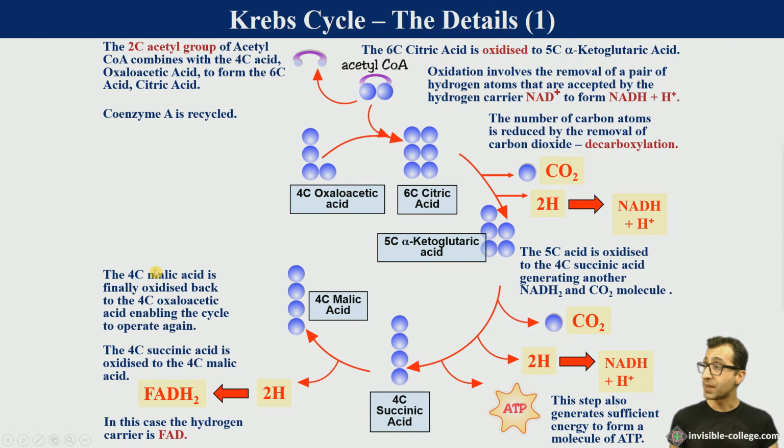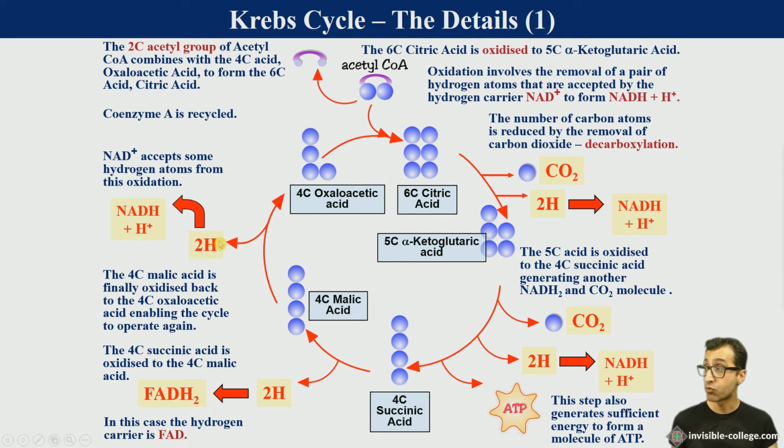Now the final step is that the 4-carbon malic acid is oxidized back to reform 4-carbon oxaloacetic acid, and this enables the whole cycle to occur again, but in doing this we are generating more hydrogen atoms, which can be further accepted by NAD+, ultimately to form NADH plus additional proton. So this is a kind of overview of the Krebs cycle, or the citric acid cycle.